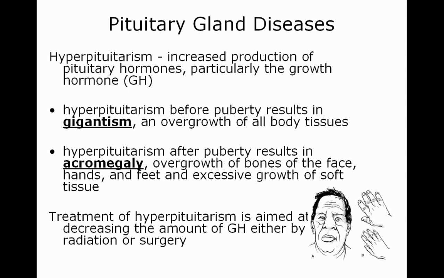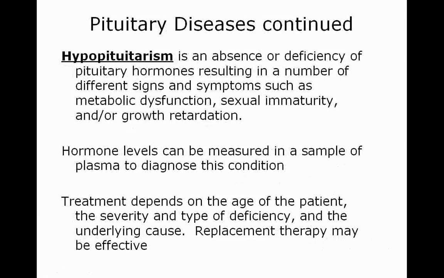Acro means extremities, megaly means enlargement. There's enlargement of the hands, the feet, even the facial features. There's overgrowth of bones and soft tissue in the face. So that's hyperpituitarism with gigantism, increase or overproduction of pituitary hormones before puberty, acromegaly, overproduction of these hormones from the pituitary after puberty. And the treatment is just to try to reduce the amount of growth hormone either by radiation or surgery.